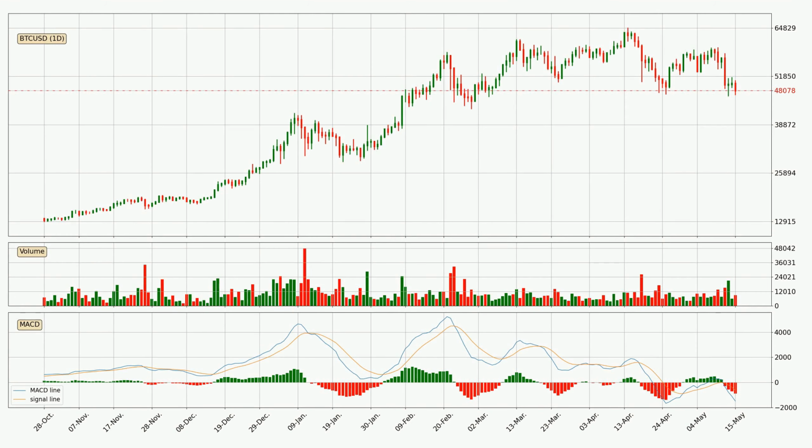Jumping to the daily MACD, the MACD line is below the signal line, which shows that the current trend is on the downside. We can expect the price to continue going down or perhaps remain at least stable because the MACD histogram shows the momentum currently being strong.